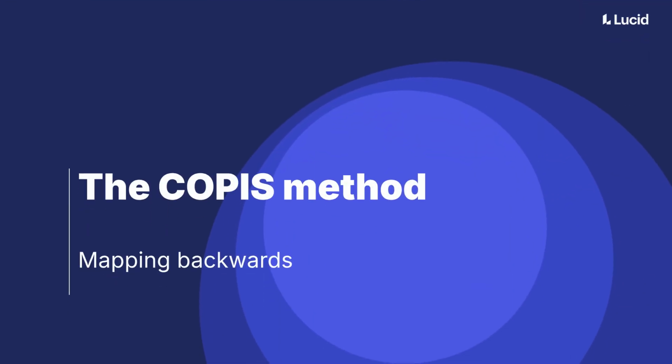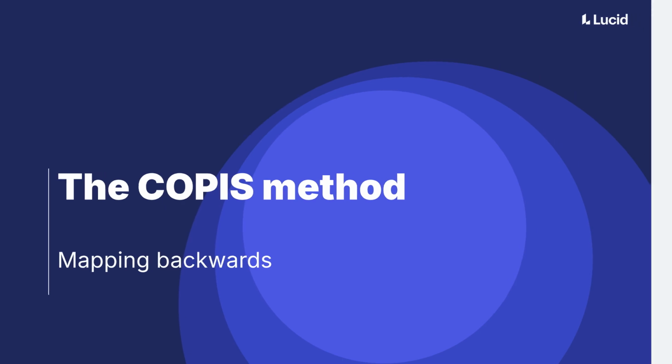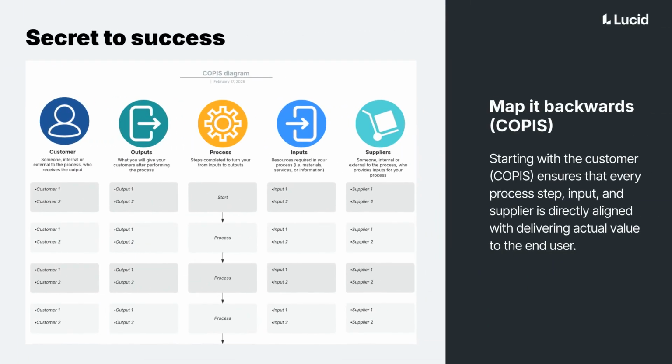Now for the secret to success: map it backwards, COPIS. This approach flips the script to focus on what matters most to your organization, your customer. Why starting with the customer and their needs often leads to a more accurate diagram. This method ensures every step provides value.